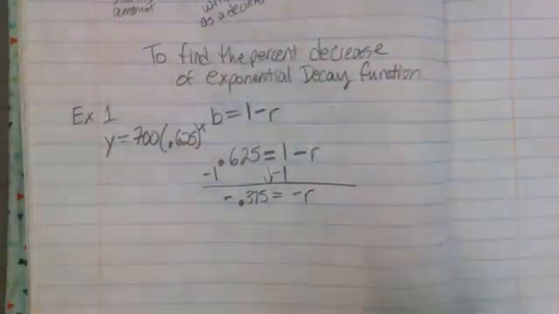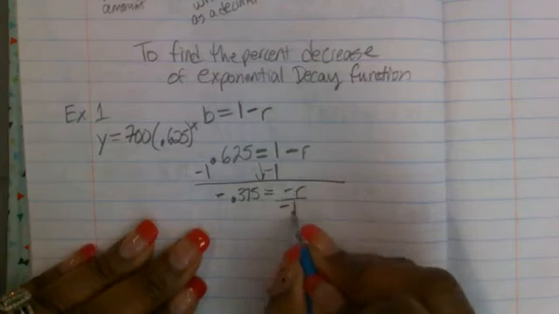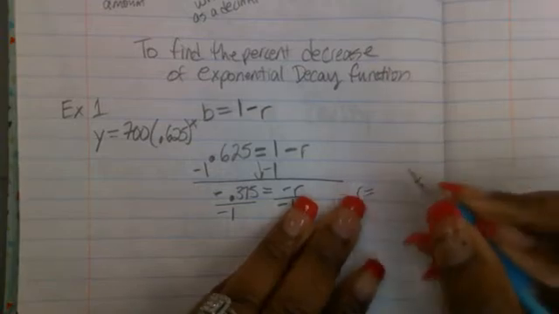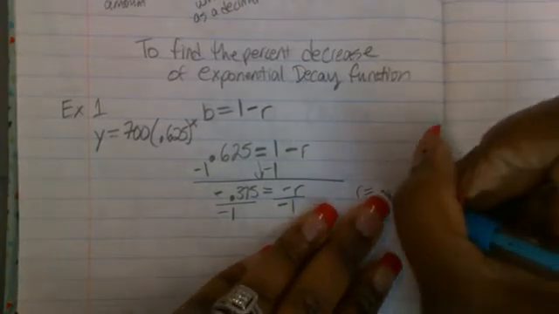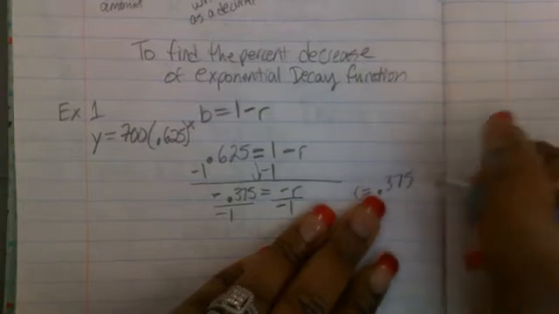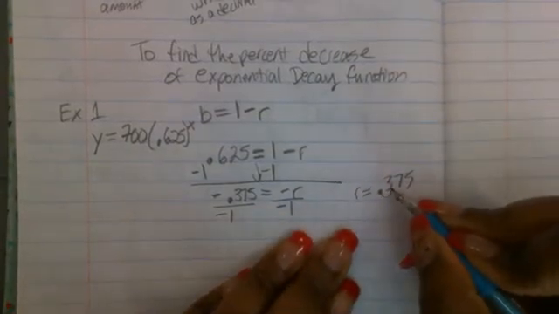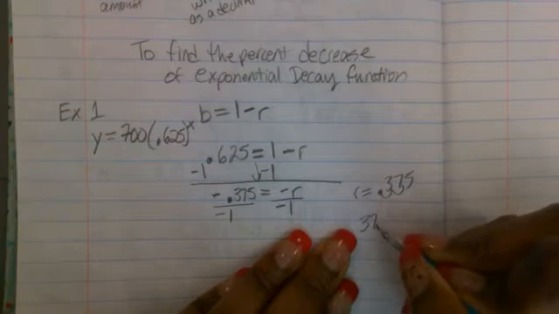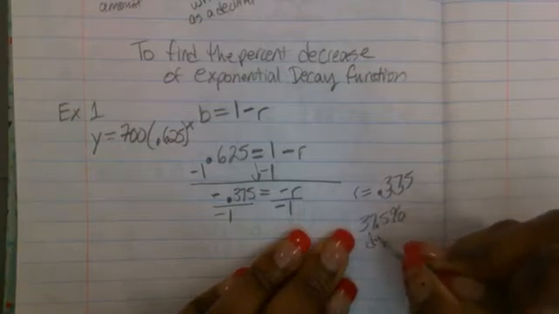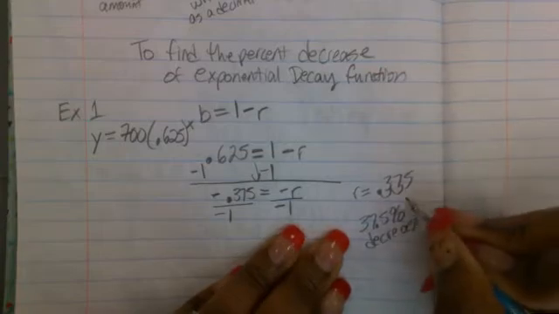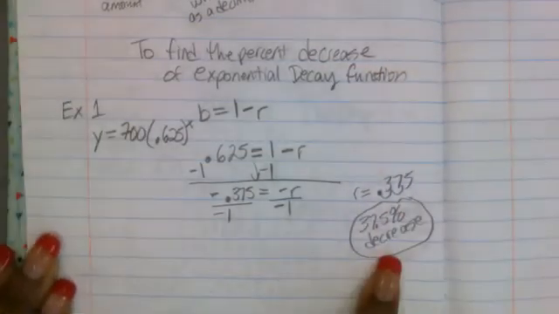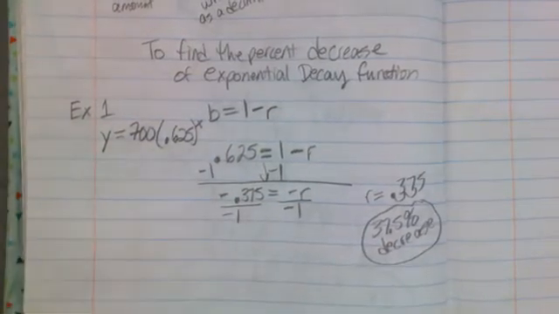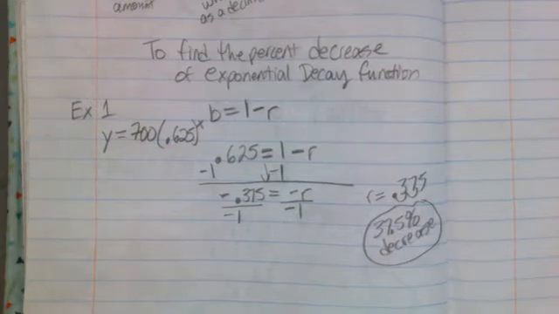To get R by itself, you're going to divide both sides by -1 to get rid of this -1 in front of the R. And this gives you a positive R is equal to 0.375. So you move the decimal over 2 times, and that gives you 37.5% decrease, because this is exponential decay. All right. So that's how you do problems that look like that.